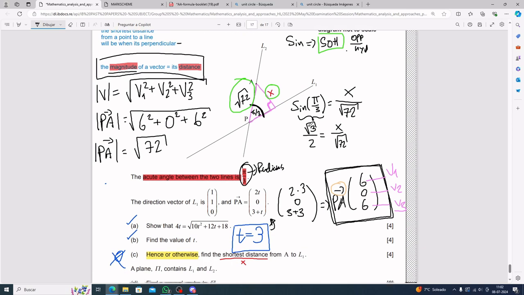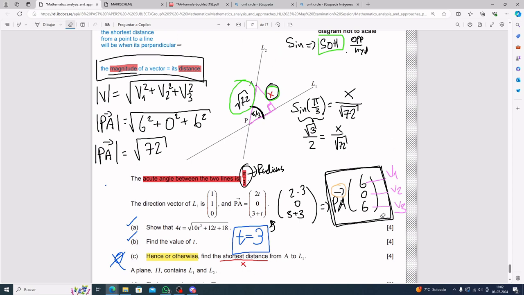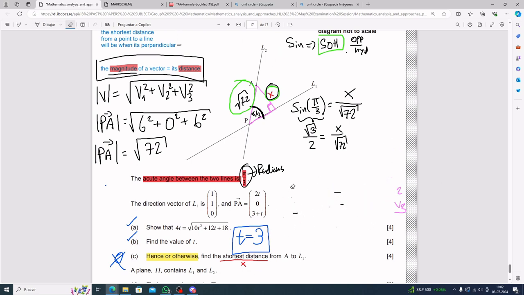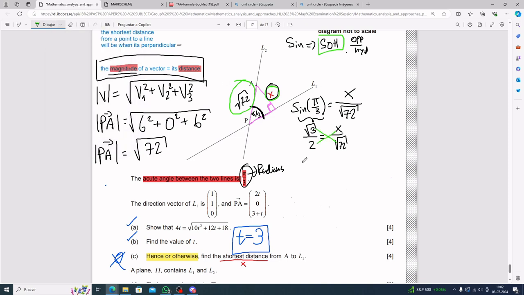Now you want to get x alone because you want to find the shortest distance from A to L1, which we did call x. Because you have two fractions on both sides, you can cross multiply. Really, you just need to get x alone, and the most common way is that you do this times this and this times this. So 2 times x equals square root 3 times square root 72.